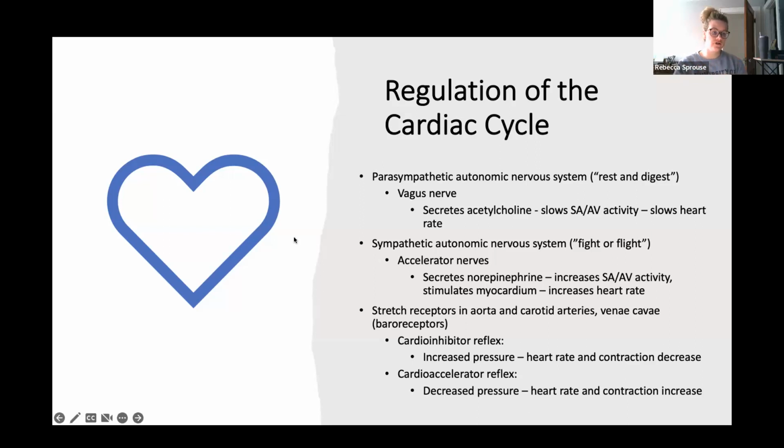This would be like if you're exercising, right? So if you're exercising and your muscles need more oxygen, then you're going to have norepinephrine released by the adrenal medulla, and that's going to stimulate the SA and AV node to fire more often.